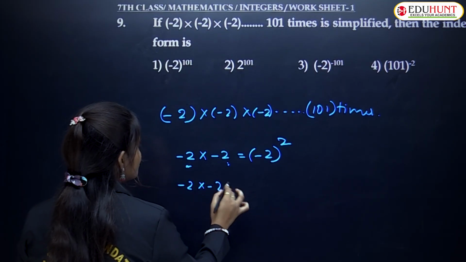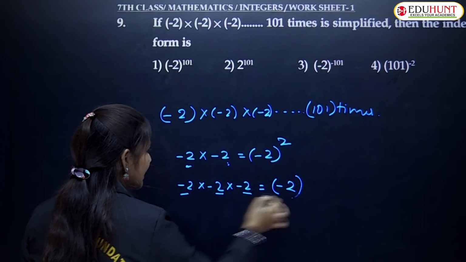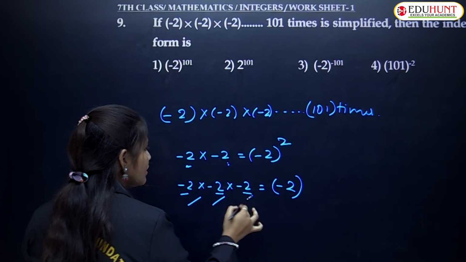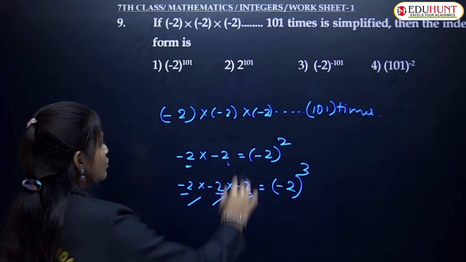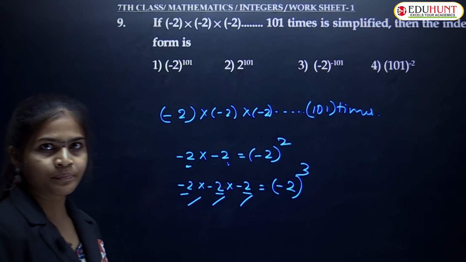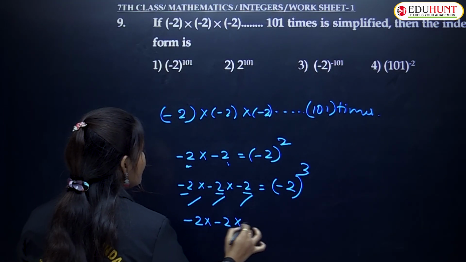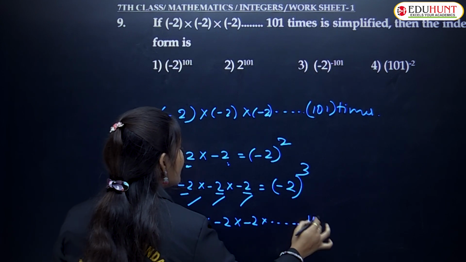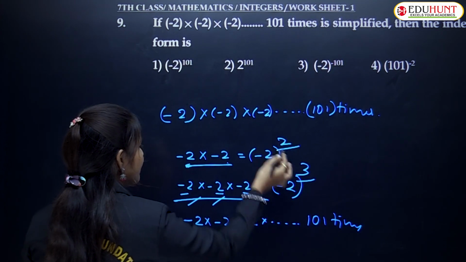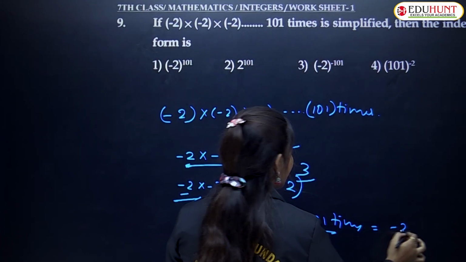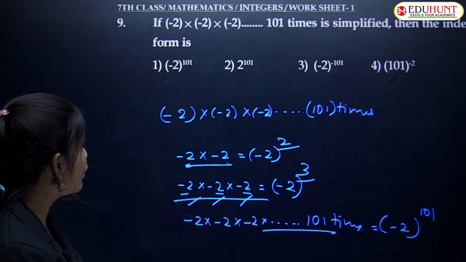Minus 2 into minus 2 into minus 2. One number, that is minus 2, multiplied by itself how many times? 1, 2, 3 times. Minus 2 whole cube. Understand? So minus 2 whole square, minus 2 whole cube. In the same way, here minus 2 into minus 2 into minus 2 and so on up to 101 times. 3 times means power 3, 2 times means power 2. So 101 times means minus 2 whole power 101.